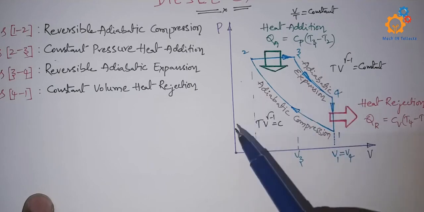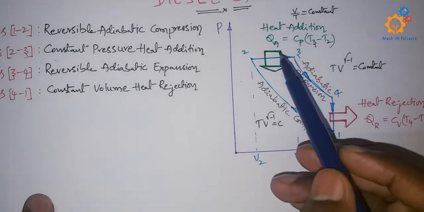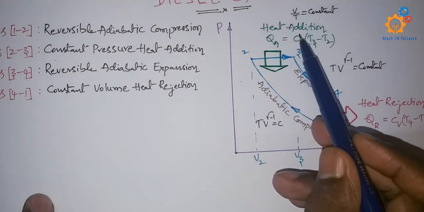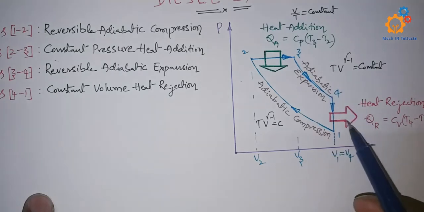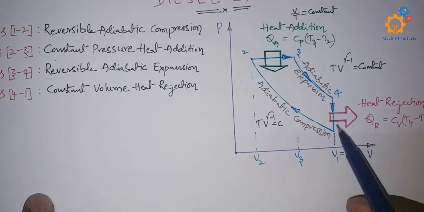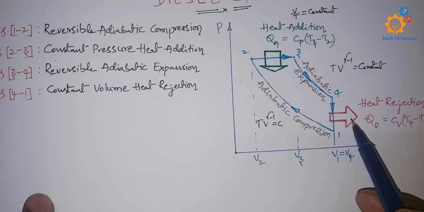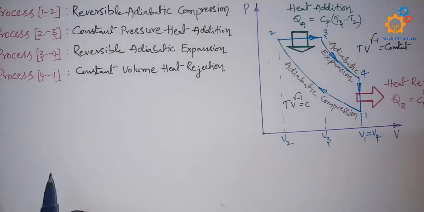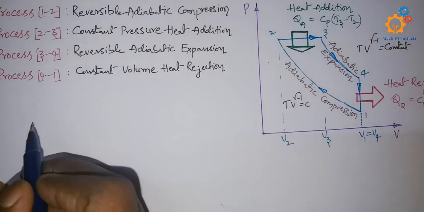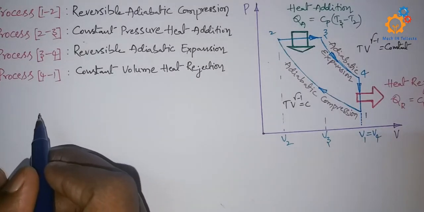Whereas in the Otto cycle we have seen that heat is added at constant volume only, but heat is rejected the same as the diesel cycle, at constant volume. Okay, now I have three definitions here.